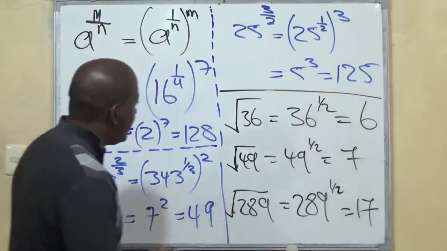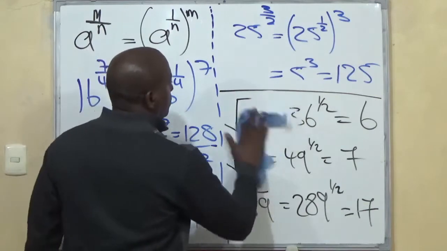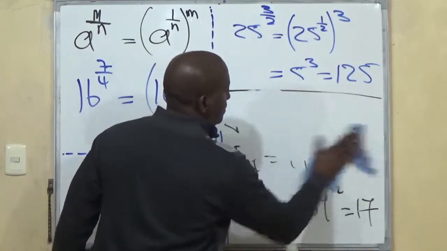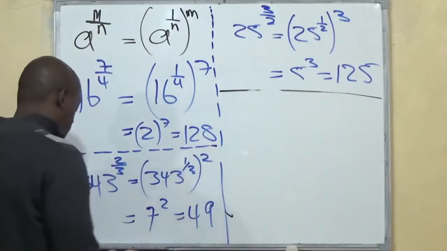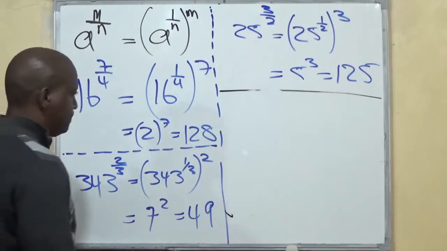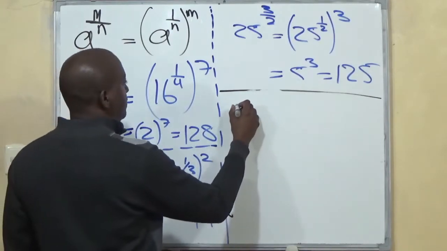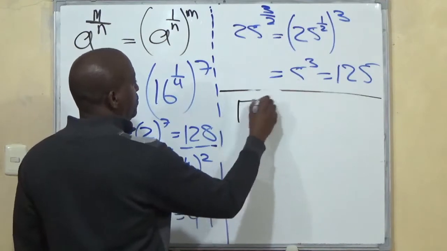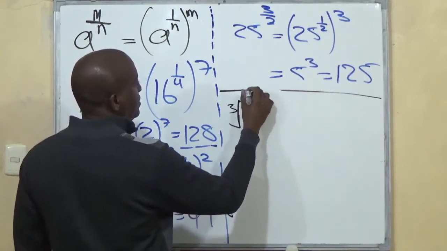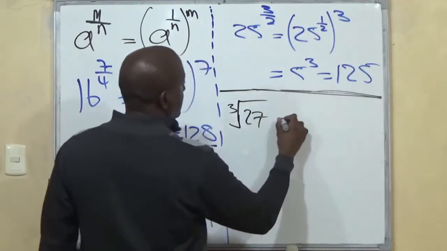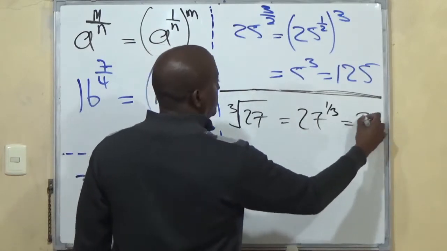And then we could do the same thing with powers greater than 2. So we can say that the cube root of 27, under the root sign with a 3 on the outside, is the same thing as 27 to the power of 1 over 3, which we know as 3.